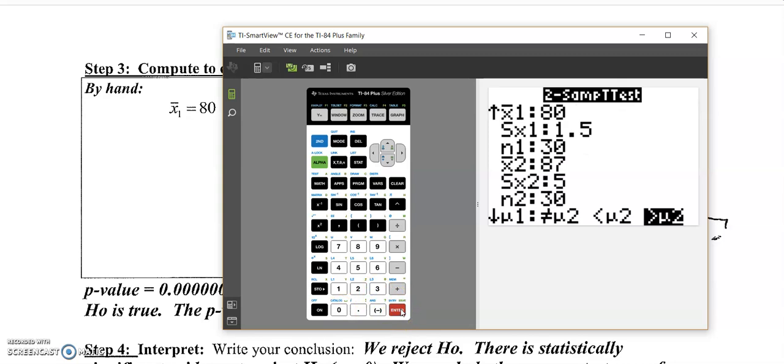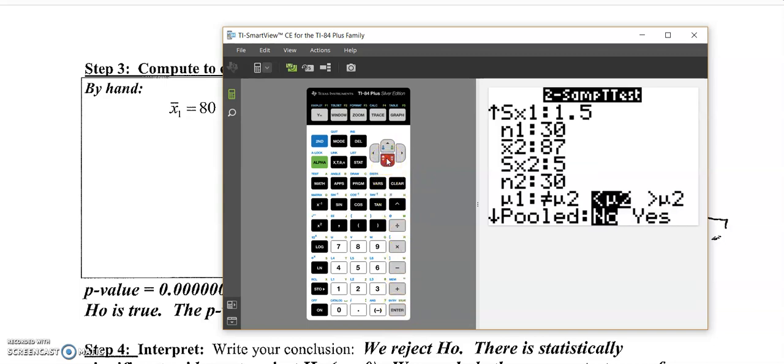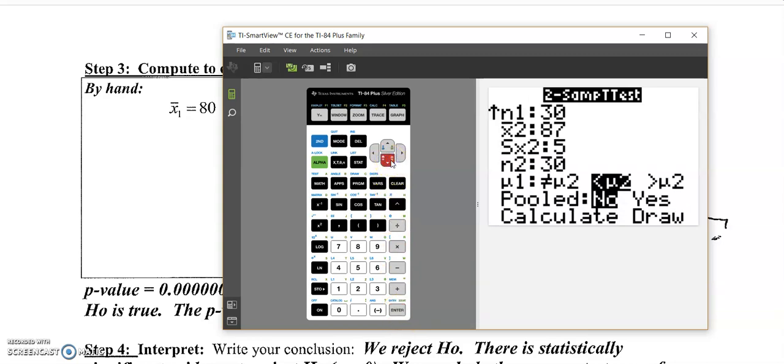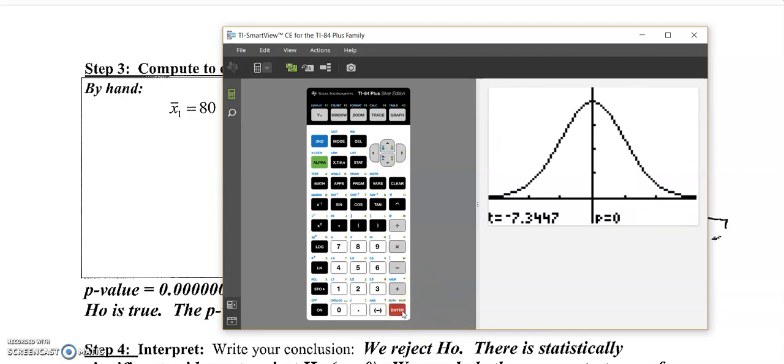Then we get the question if it would be not equal to, less than, or greater than. This would be less than. The control group is lower than the study notes group, so we choose less than. Anytime we ask for pooled in this case, we're going to put no. We do not want them pooled together. We want to keep them separate. Then we can go to calculator draw. If you go to draw, it gives you a picture of it. Notice our test statistic is very close at negative 7.3447 with a p-value being essentially 0.